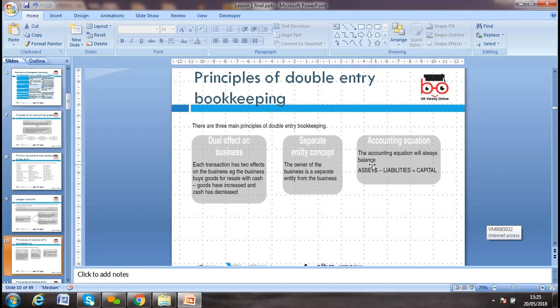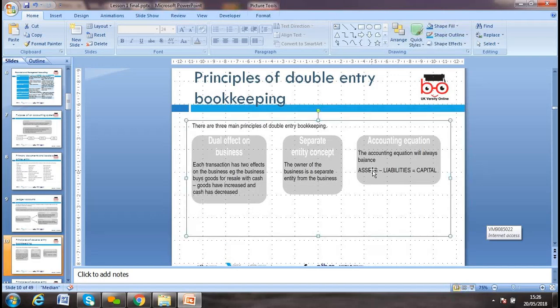Okay, the accounting equation: normally assets, the things we own, liabilities, the things we owe, and assets minus liabilities equal our capital. Capital means our investment in a business. Any question? No.